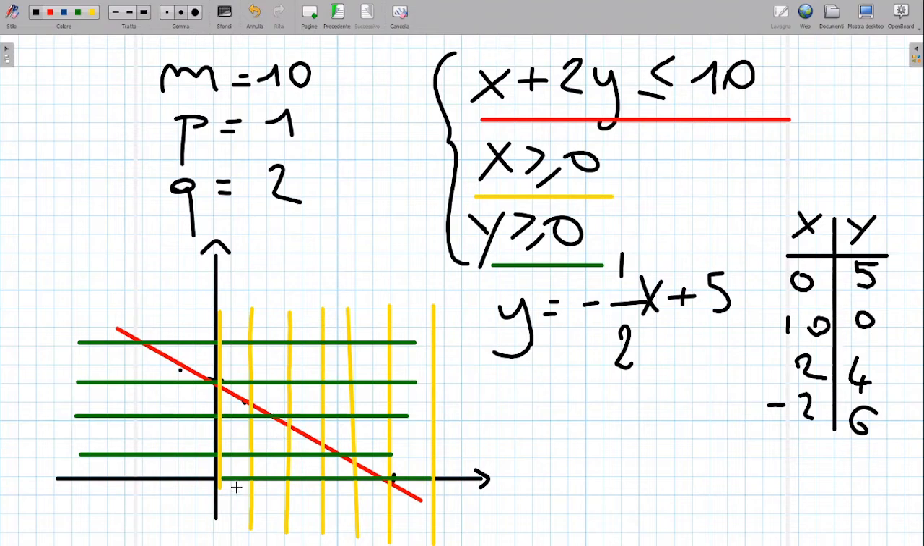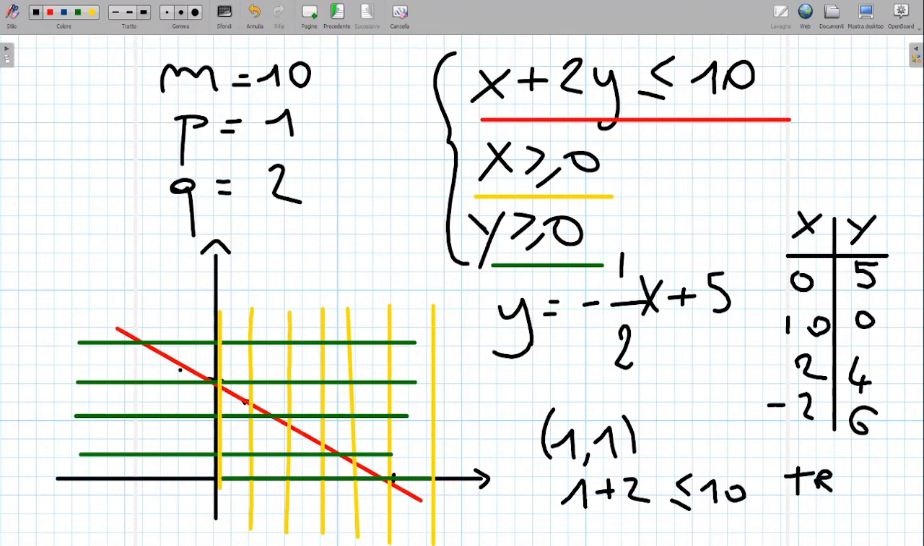So if I choose the point 1, 1, and I substitute the coordinates into the first inequality, I will obtain 1 plus 2 less or equal than 10. And this is true, because 3 is less than 10. That means that all the points which are below the straight line satisfy the inequality, so this is the region.